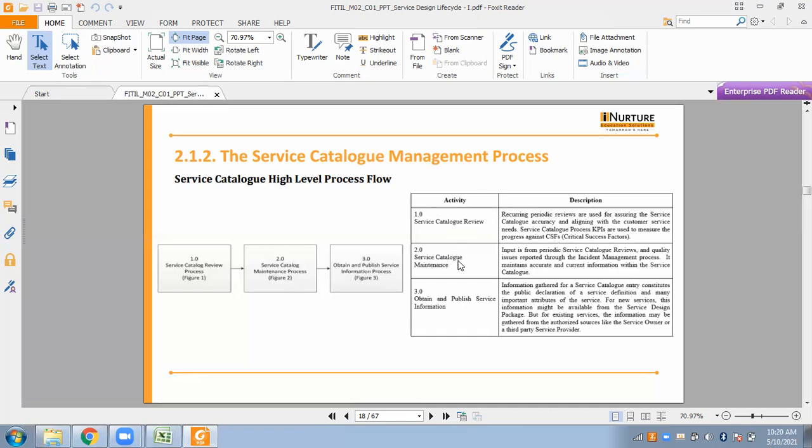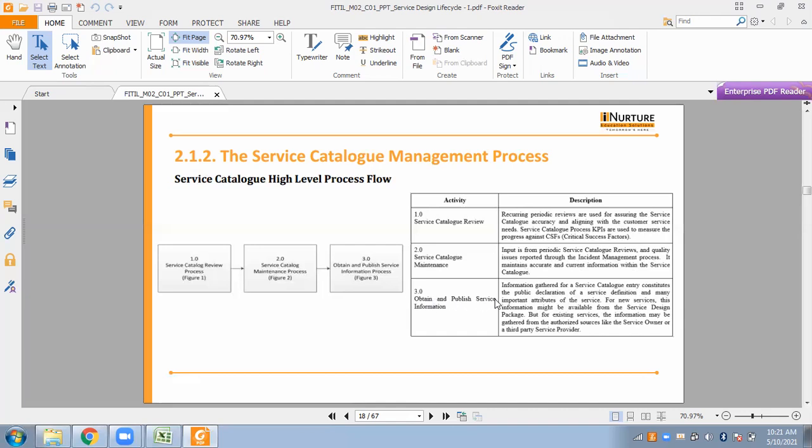Next, we have the service catalog maintenance. Input is from the periodic service catalog reviews. Because it's a flow, this phase will serve as an input to the next phase. The input is from the periodic service catalog reviews and quality issues reported through the incident management process. It maintains accurate and current information within the service catalog.